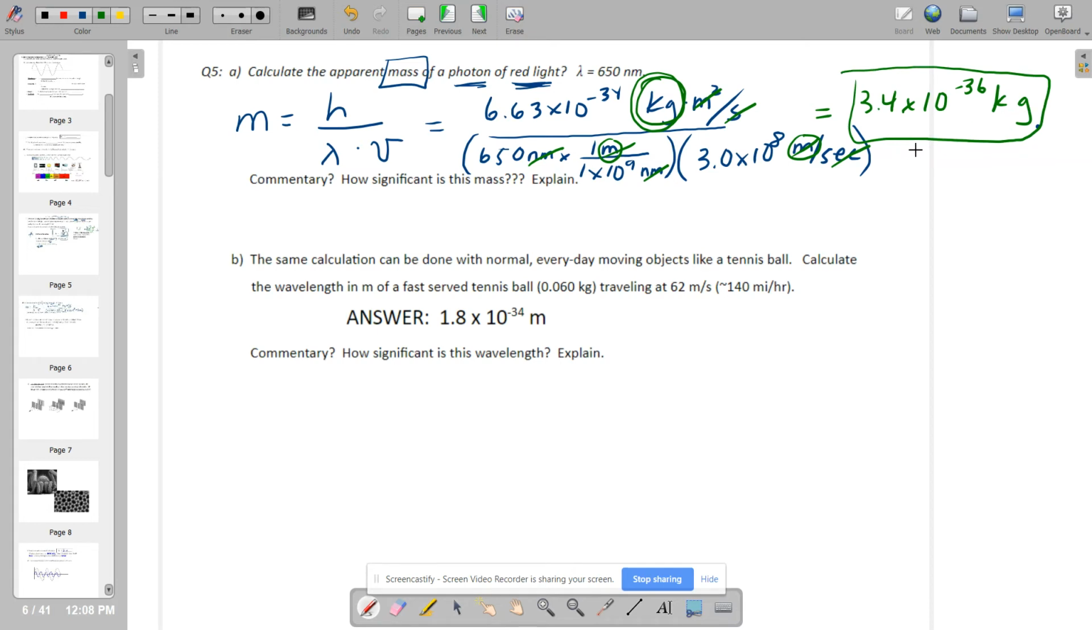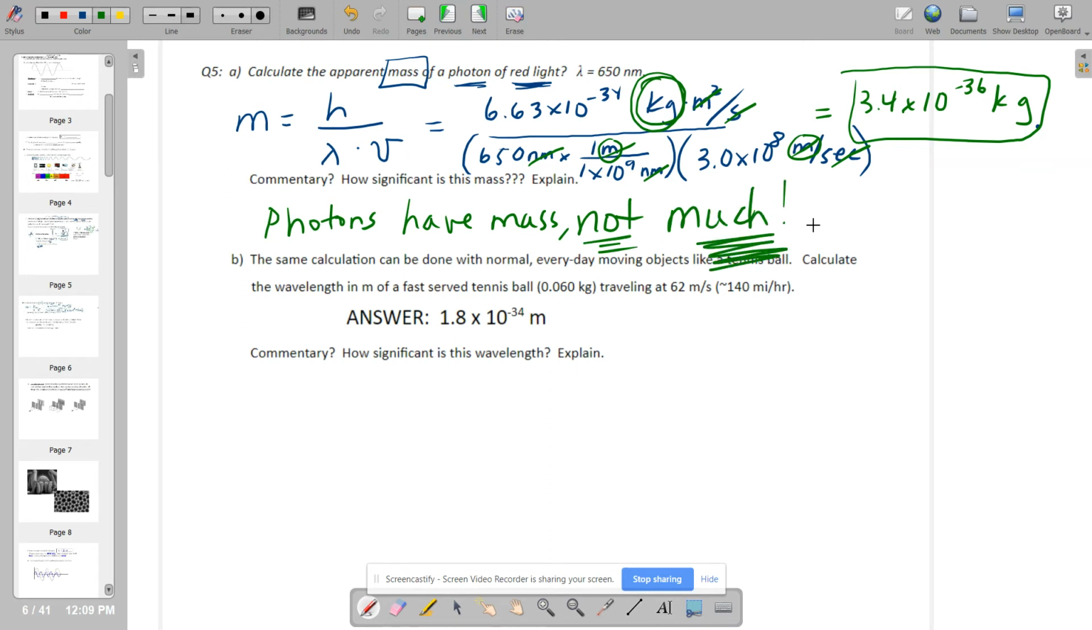Well, it's a pretty small mass, and I'm sure you're not surprised to see that. So it's not very measurable. This is more of a theoretical prediction. So commentary: how significant is this mass? Well, photons do have mass, but not much. So it's not something that we're going to be able to weigh on a scale or something like that. But a photon's energy does have mass.